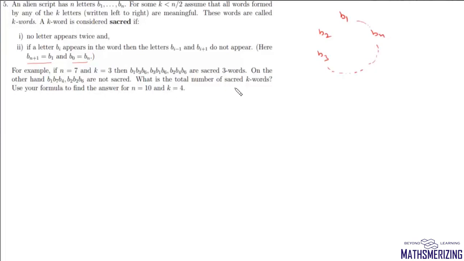Now what is the total number of sacred k words that can be formed? We need to use this formula to find the answer for n equals 10 and k equals 4. A word is called sacred if no letter appears twice. So that means we have to select k letters such that each letter is selected only once, with the condition that if a letter bi is selected, then bi minus 1 and bi plus 1 are not selected. So basically it is a problem of non-consecutive selection on a circle.